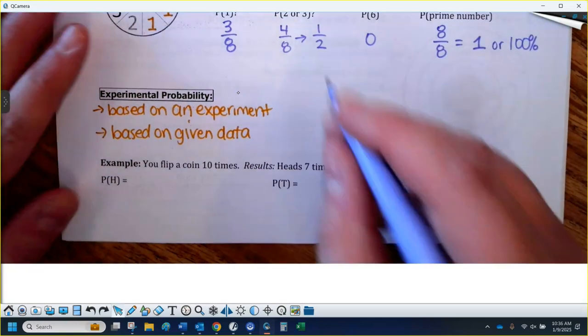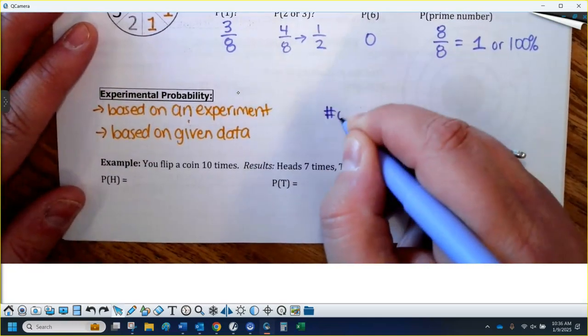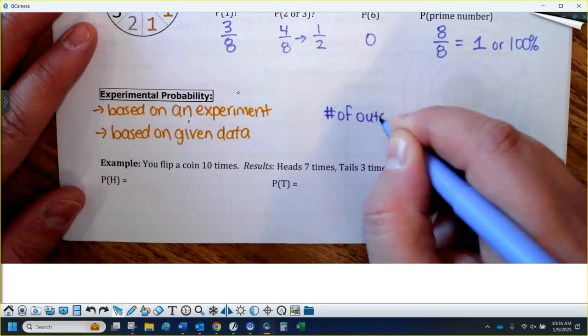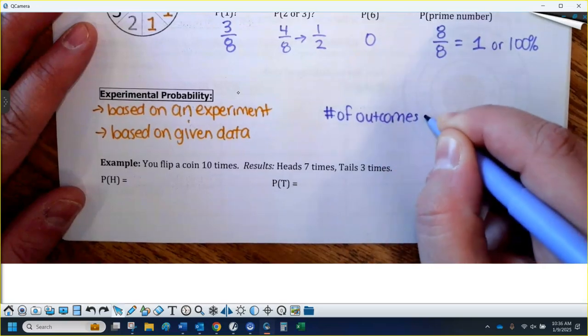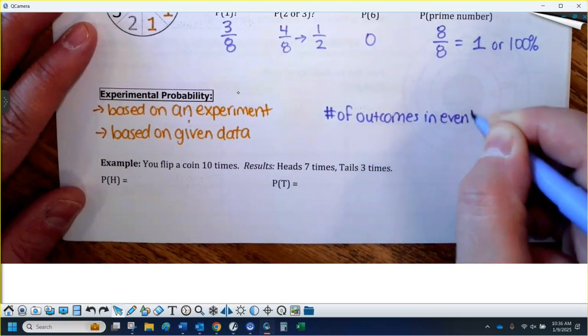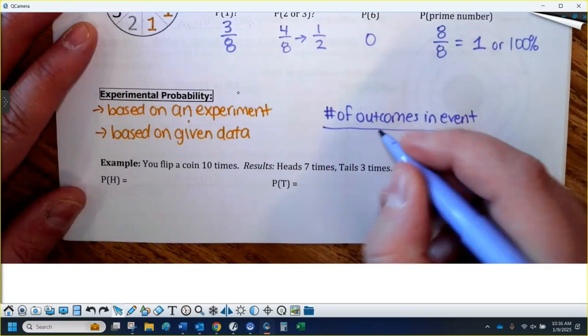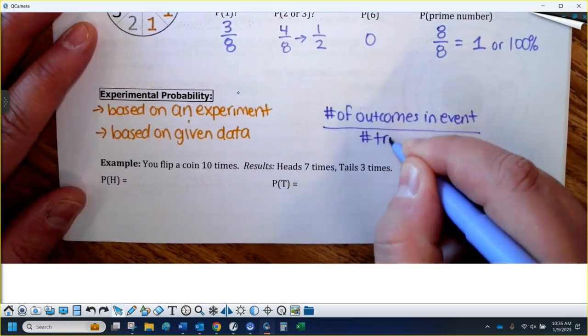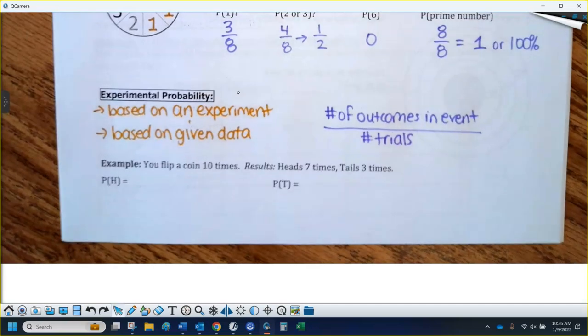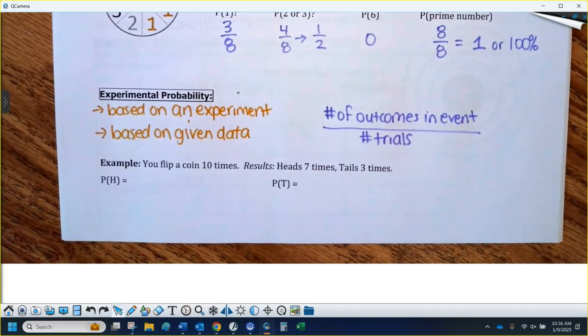So this is calculated by the number of outcomes in the event that you want divided by the number of trials in your experiment. Or sometimes this will be a data collection thing. It'd be like the number of people in your data collection or something like that.